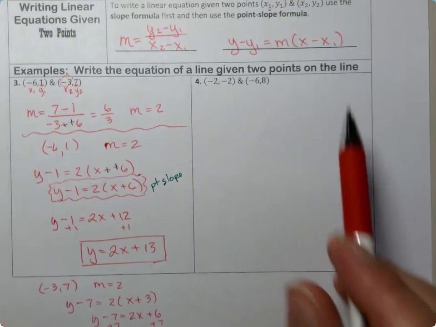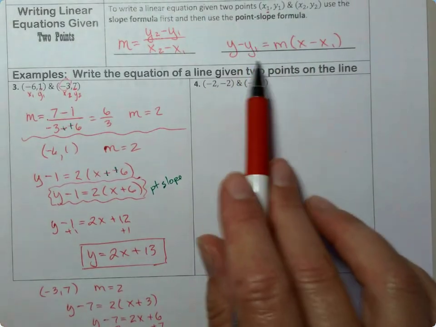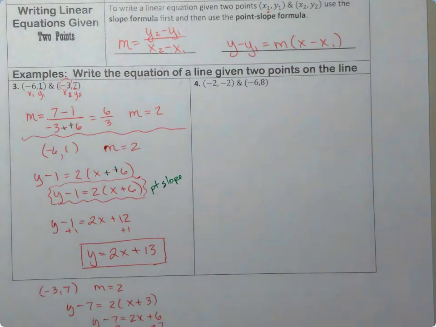Okay, you go ahead and do 4. The first thing is I have to think about it. I need a point and a slope. So I'm going to find the slope first.